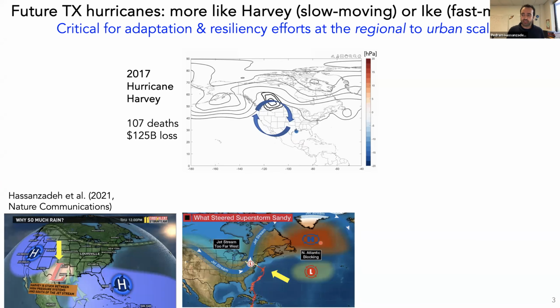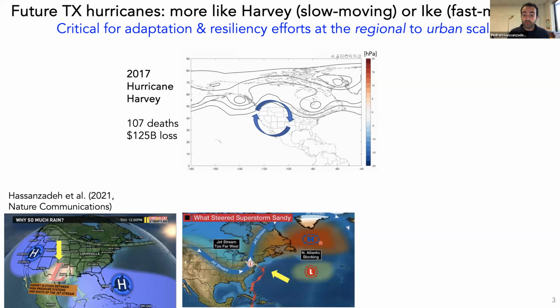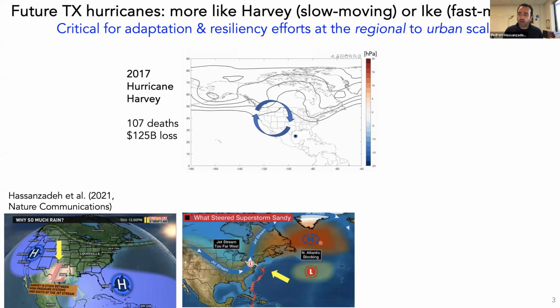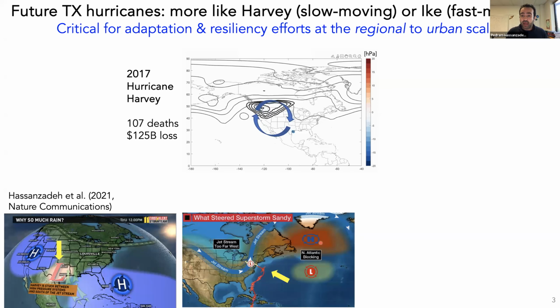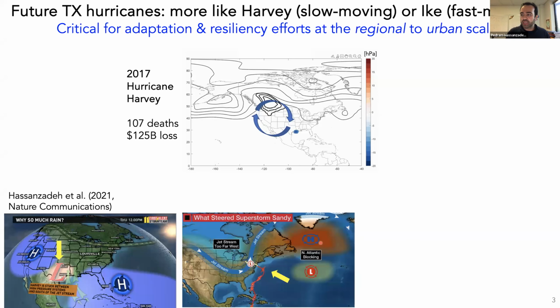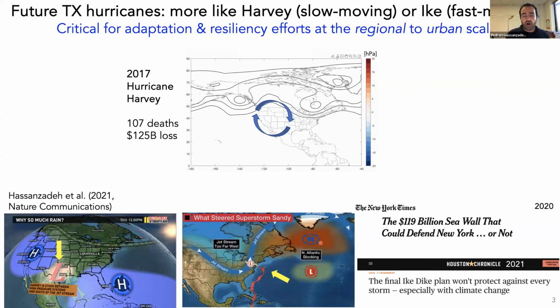Now, challenges with forecasting aside, clearly we also like to better understand how the characteristics of these blocking events in these regions might change with climate change. But again, we know that the climate models have a hard time simulating these events. So the current projections are all over the place, which, as you can imagine, can cause major uncertainties for the adaptation and resiliency efforts, leading to these kinds of headlines in the New York Times and Houston Chronicle.